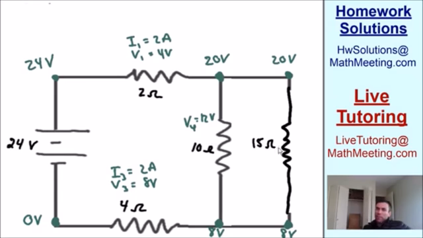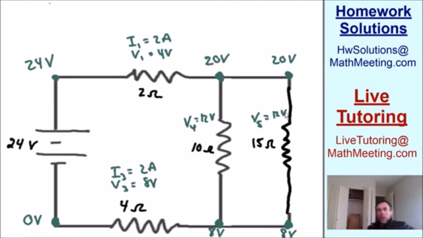And the same thing's going to happen for this resistor on the right. We know that we're starting with 20 volts. Once we cross the resistor, it goes to 8 volts. 20 minus 8 is equal to 12. We'll call this resistor number 5. So the voltage across resistor 5 is going to be equal to 12 volts as well.